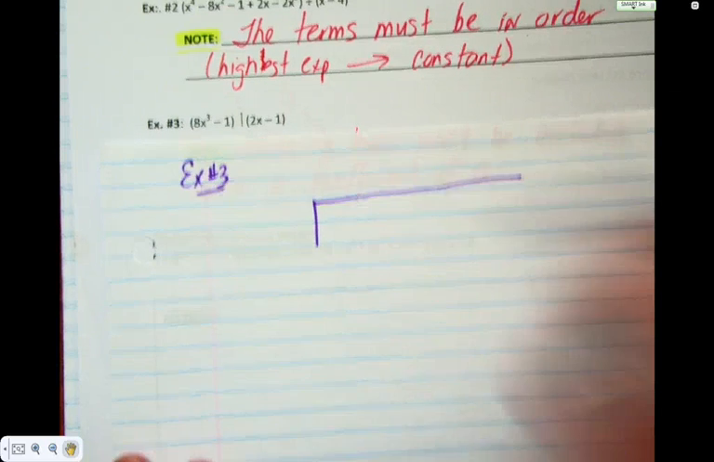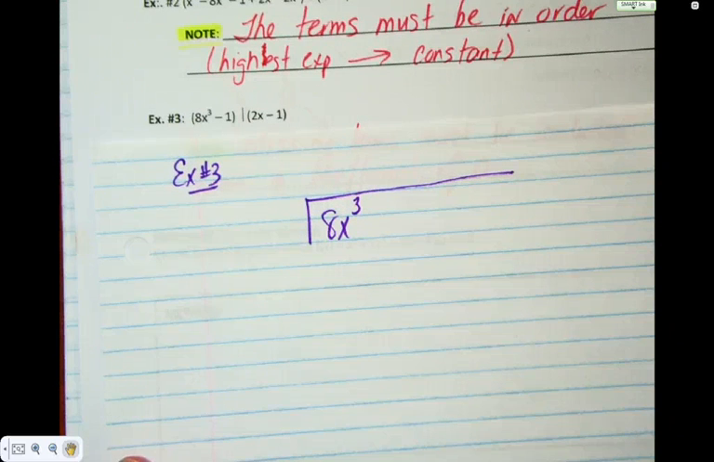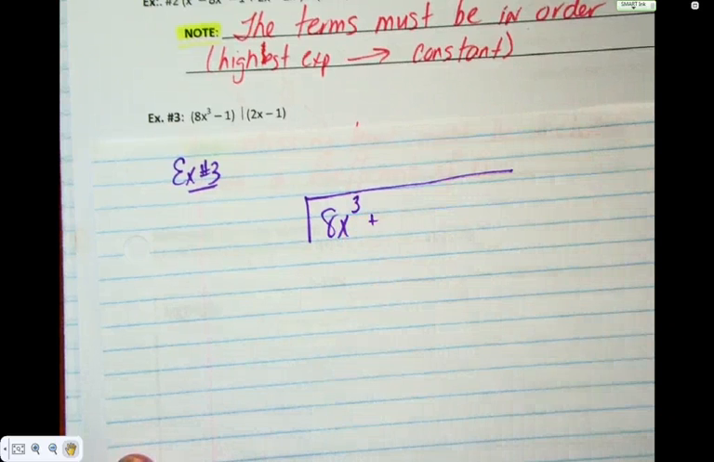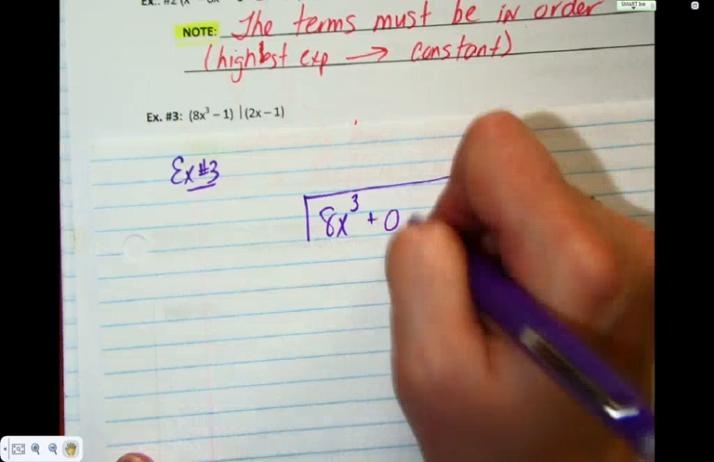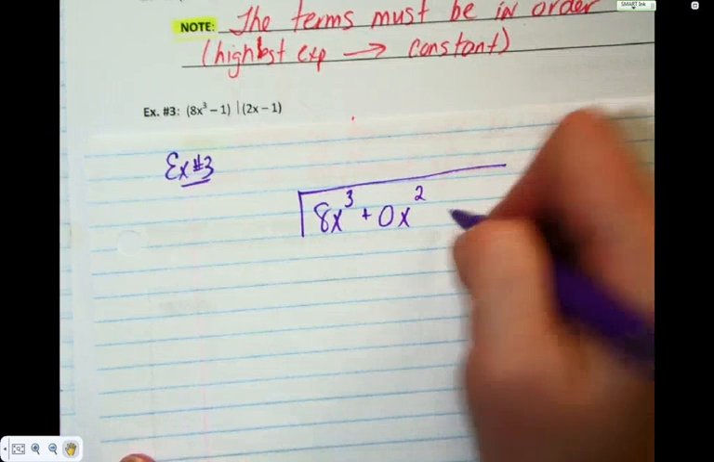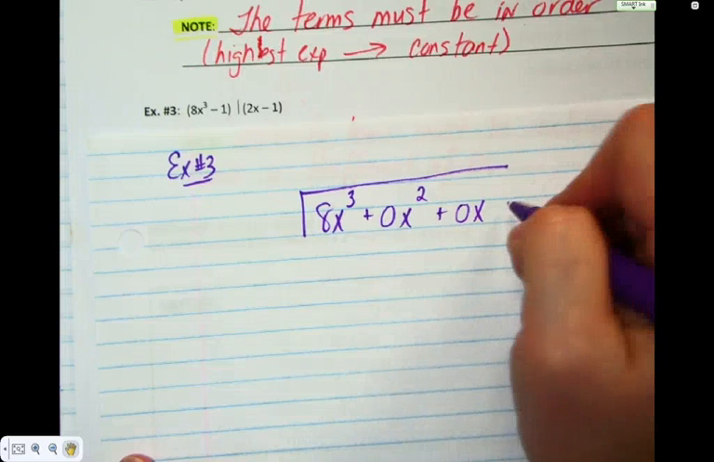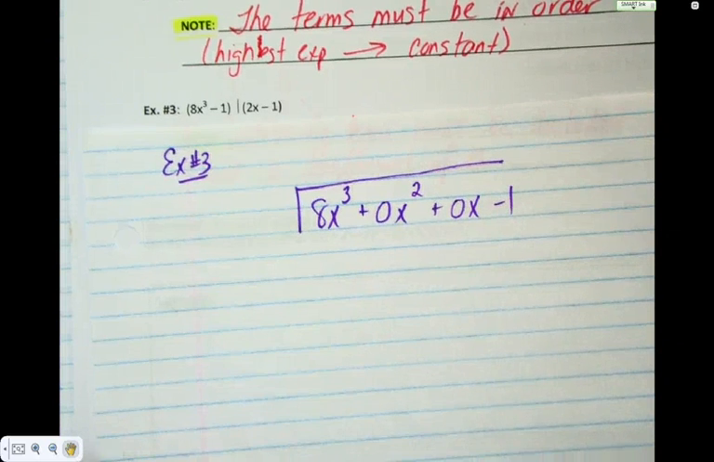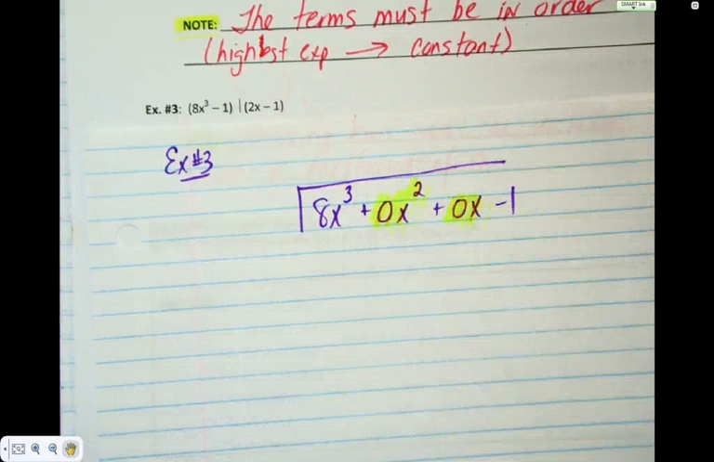Okay, so under the division sign, we're going to start with our 8x cubed. What are we going to write next? And what's going to come last? And I'm just going to highlight those because that's what's different in this one. You have to keep the place value, we call it.